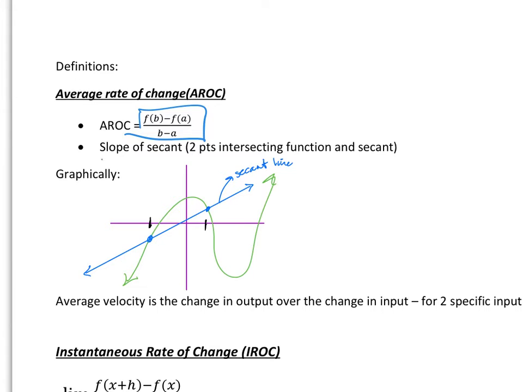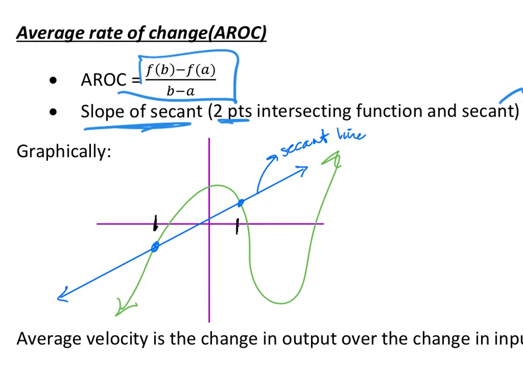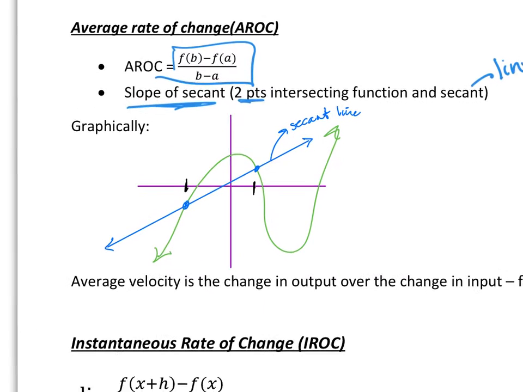And what this gives us is the slope of the secant line. Again, remember, secants are two points that intersect the function. So if you take a look at this graphically, we have the blue secant line and the green function, and that slope of the secant line gives us that average rate of change.